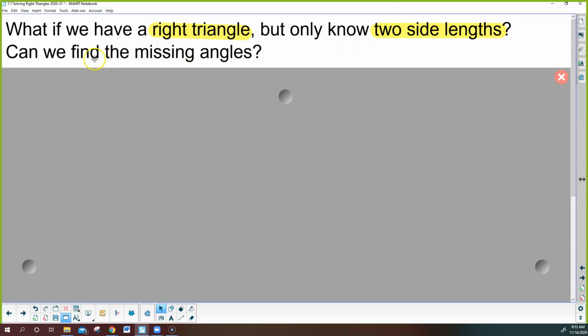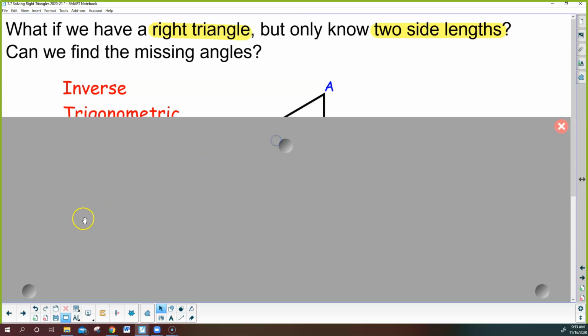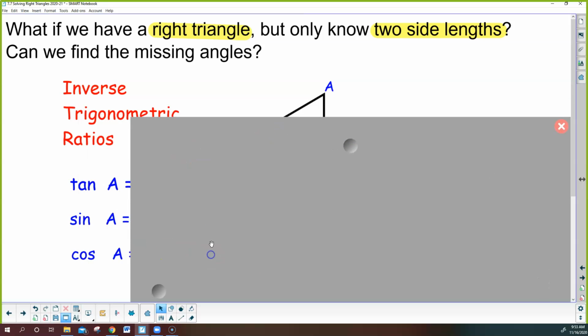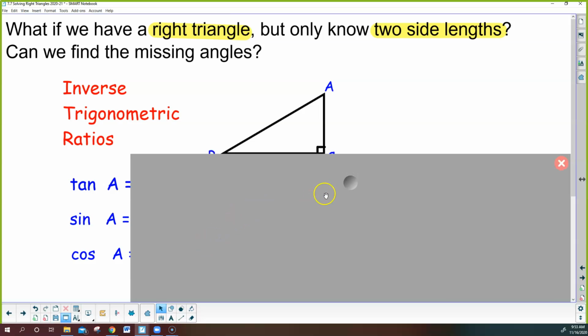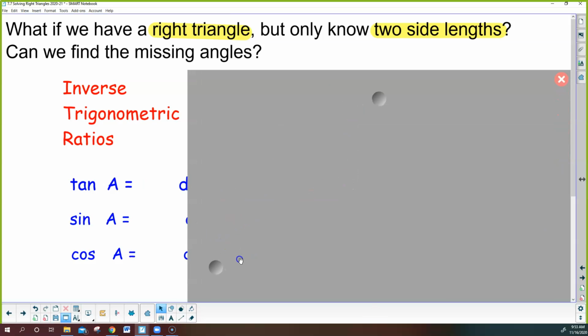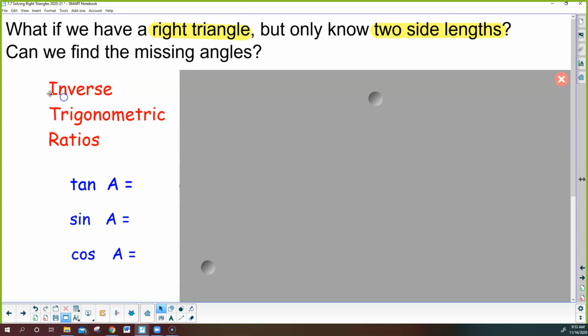Can we find missing angles though? Right? What are the other 2 angles if we know it's a right triangle and we have 2 sides? Well, that's where this new concept today comes into play. And it's called inverse trig, right? So inverse of trigonometric ratios.